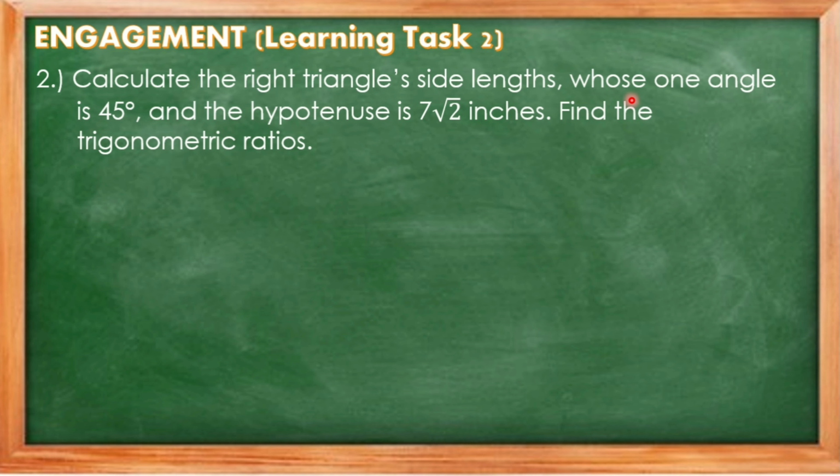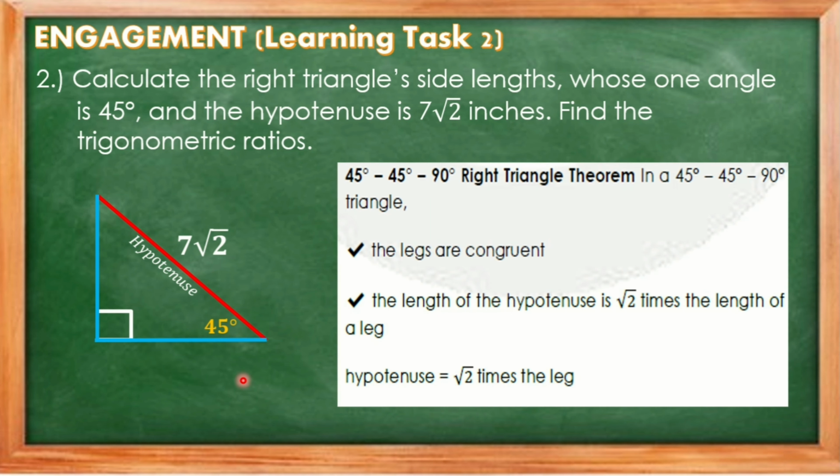Calculate the right triangle side length whose one angle is 45 degrees. So, obviously, 45 yan. So, ang theorem natin dyan ay yung 45-45-90 degrees right triangle. Yung hypotenuse daw niya, 7 square root of 2 inches. So, find the trigonometric ratios. Bago natin hanapin yung trigonometric ratios ng 45 degrees, kailangan muna natin alamin kung ano ang measurement ng kanyang dalawang legs. So, ang makatulong sa atin dyan ay yung concept ng 45-45-90 degrees right triangle theorem.